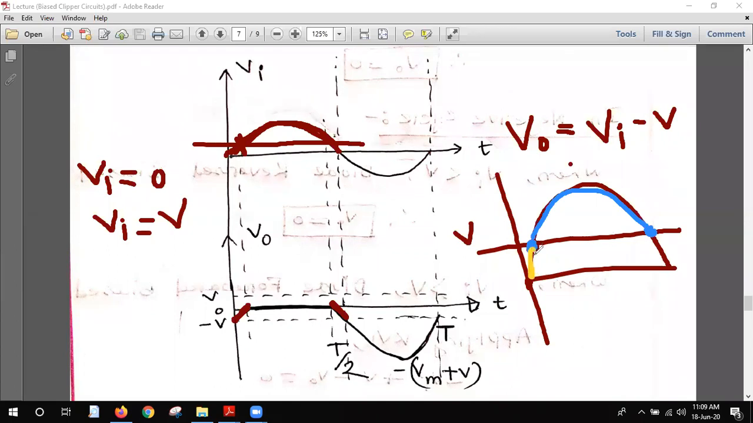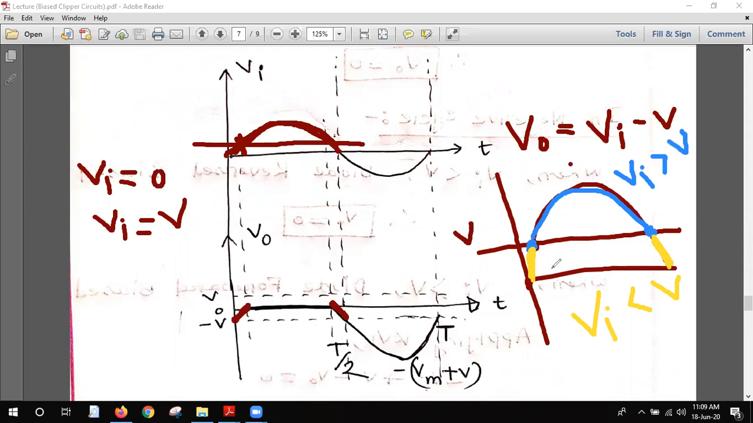This portion, the yellow one I'm drawing, is the forward bias. I'm using maximum tools for you to understand. This is the forward biased portion, because in this portion Vi is less than V. In the blue portion, this is reverse bias, because here Vi is greater than V. So we need to check this.